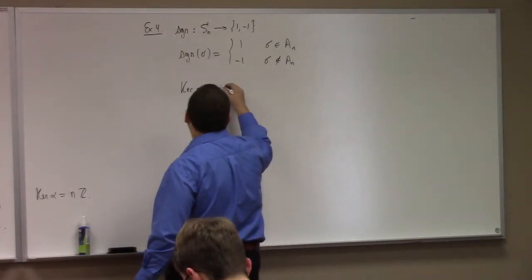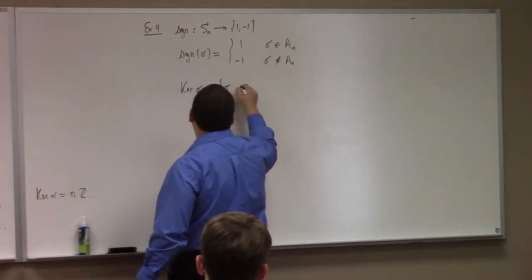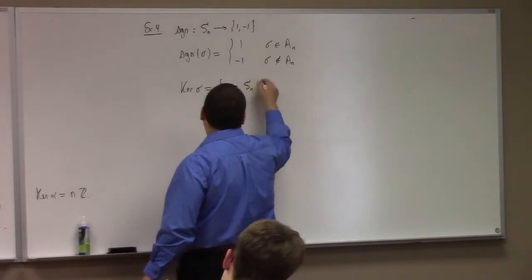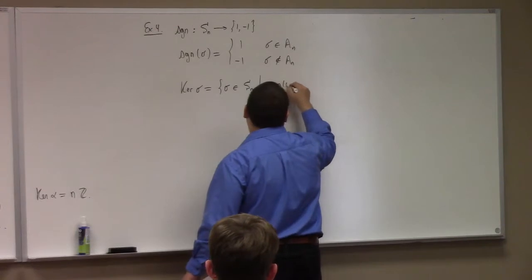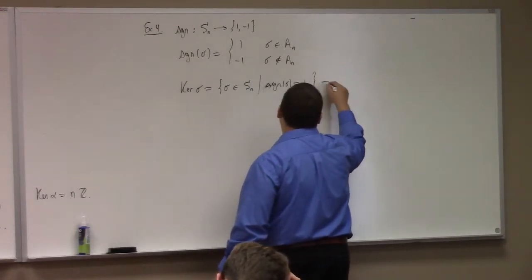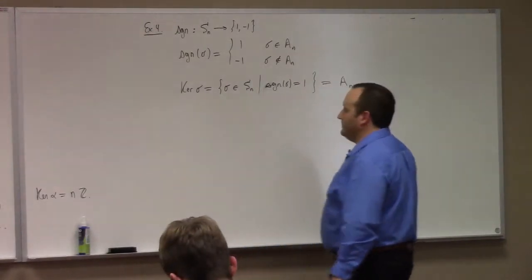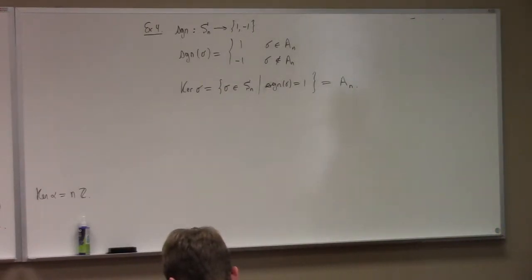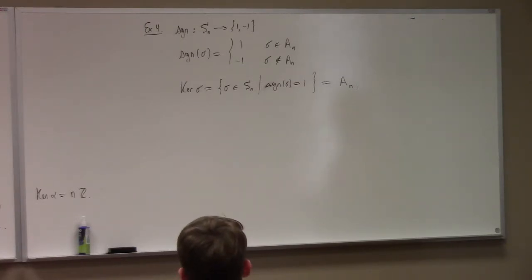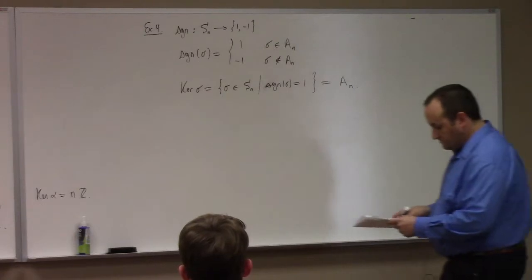Sigma in Sn such that sign of sigma equals 1, also known as An. So yet another argument that the alternating group An is a normal subgroup of Sn. We argued last class, I believe, that it's a normal subgroup because it has index 2. It's another way to argue that it's a normal subgroup. It has index 2.